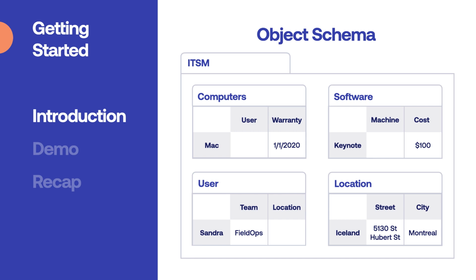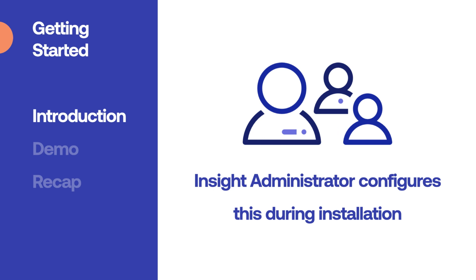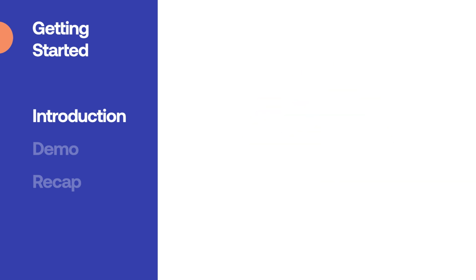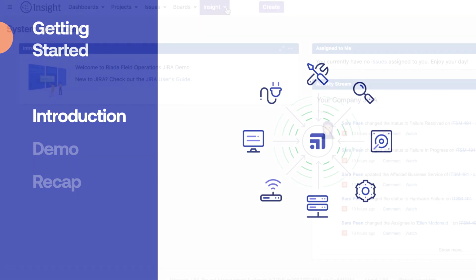Within these tables are objects like Mac, Keynote, Sandra, and Iceland, and these objects can be referenced in other objects. Like in this case, we have a reference from computers to users, from software to computers, and from users to locations. The way we structure the object types and their relationships is something that the Insight administrator configures during installation. It's common to have a few schemas to store different types of assets. So let's take a better look at an object schema to learn more.